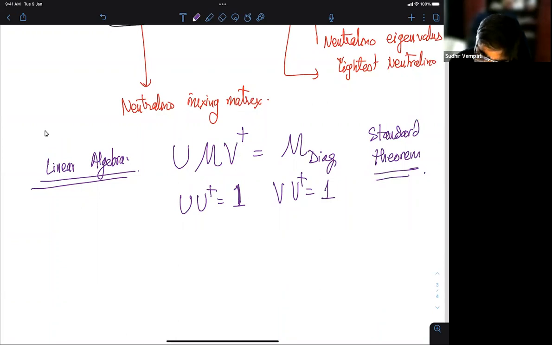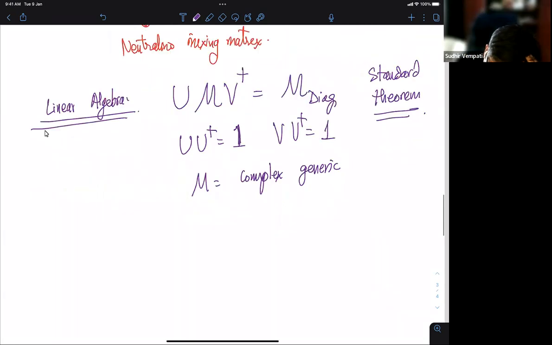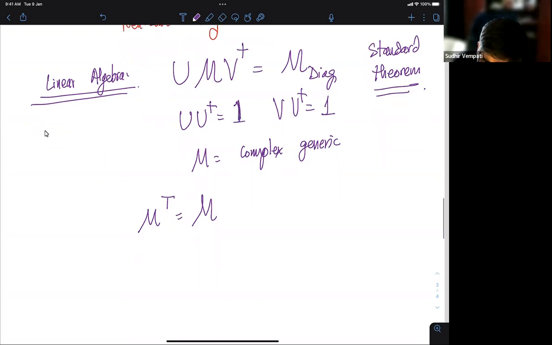This is the biunitary diagonalization. Here M is complex, generic, meaning it is non-symmetric and so on. But if you put the condition that M transpose is equal to M, from this you get several conditions. If M is Hermitian, what happens? If M is complex symmetric, what happens?